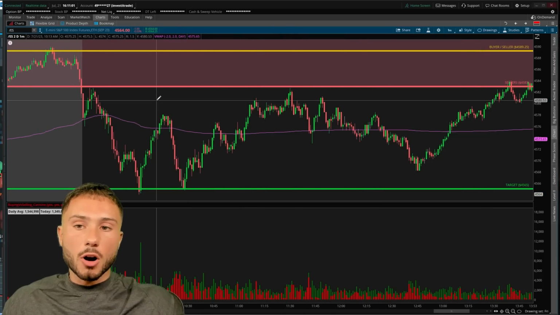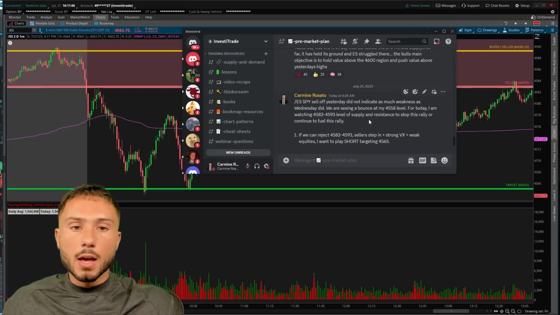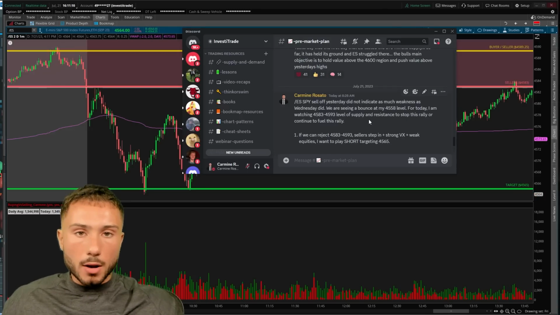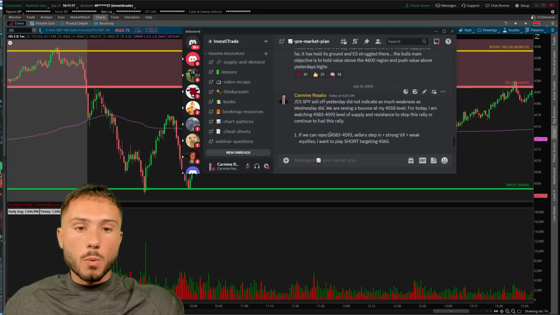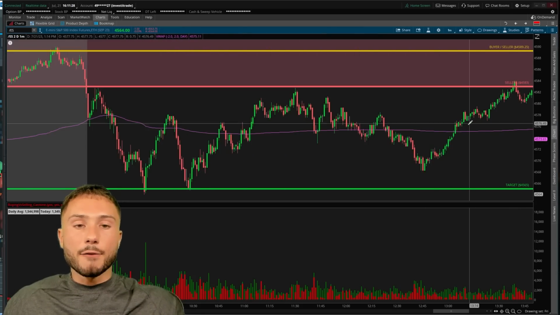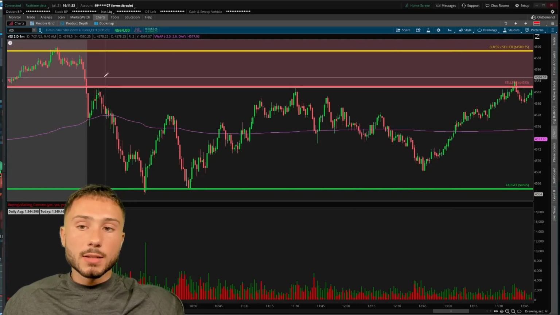So looking at this chart, and again, these levels are planned before the market is even open. I send pre-market plans out every single day in my Discord of levels I'm looking out for and potential trading scenarios. So the scenario on the 21st of July, which was a Friday, we were watching 4583, 4593 for sellers to step in to play short, targeting 4565, which is this bottom green line, and the pink supply box is that 4583 level. We've rejected this level multiple times today so far.